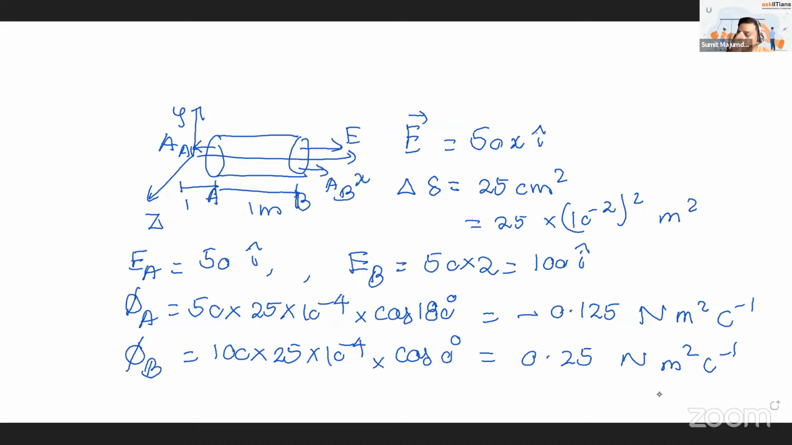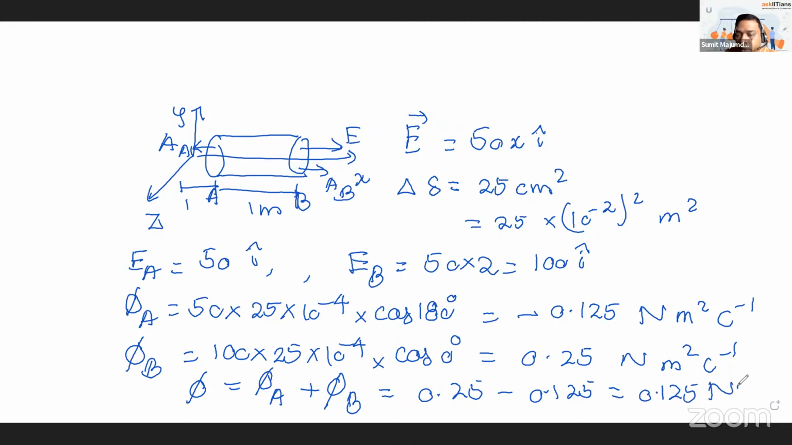So we have got these two fluxes, right? Now, since we already have the flux, we need to find out the net flux coming out. So the net flux will be the summation of the flux from A plus the flux from B. So the net flux is going to be equal to phi A plus phi B. That comes out to be 0.25 minus 0.125. So therefore, this comes out to be 0.125 Newton meter square Coulomb inverse. So this will be the net value of the flux. So that answers our first part.